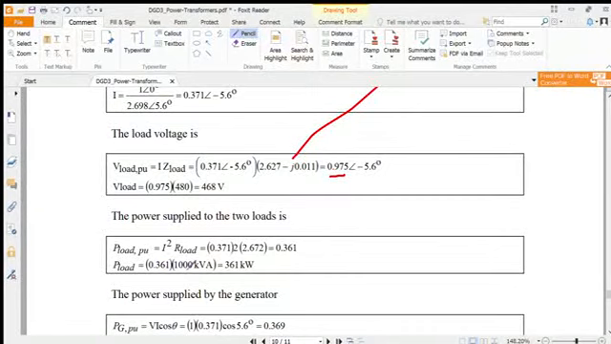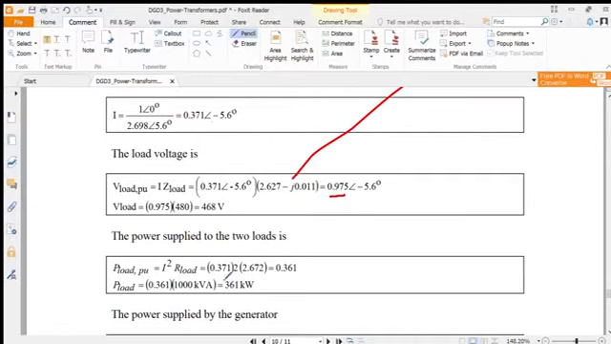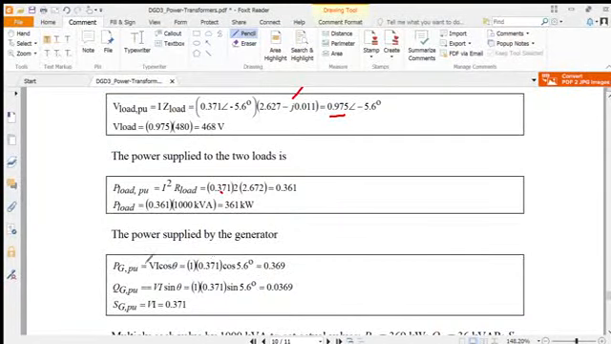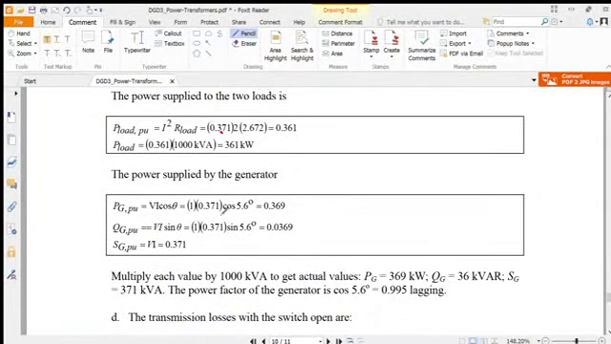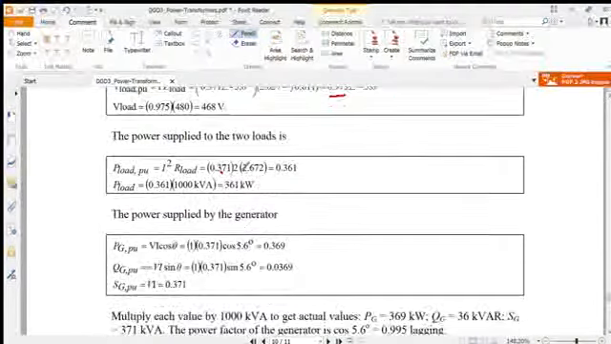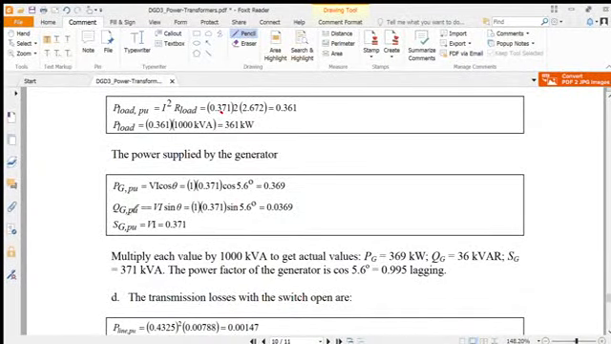Similarly, I squared R: this is the R value, and this is the I. This is the I squared, and this is per unit, and if we multiply by 1000, then we'll get the actual value. And what is the power supplied by the generator? Similarly, VI cos theta, where the power factor angle is 5.6, then VI sin theta, and the apparent power in volt-amperes is V and I, 0.371. If we multiply by 1000, we'll get the real value.